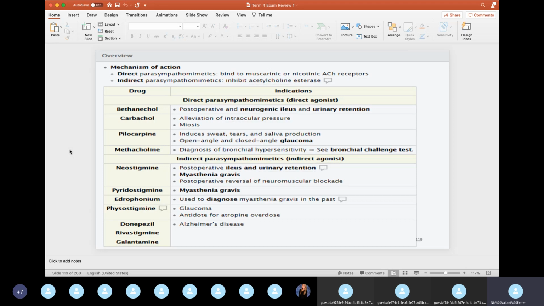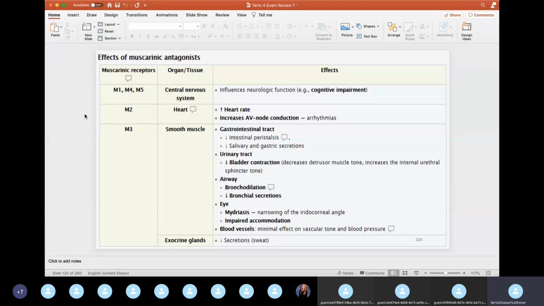Don't forget also that indirect parasympathomimetics can also be used for Alzheimer's. What are the three drugs? High yield: donepezil, rivastigmine, and galantamine. Next, muscarinic antagonists. So they antagonize the normal reaction, right? So for example, M2, you antagonize M2, you increase the heart rate. You antagonize M3, you decrease gastrointestinal tract secretions, you decrease bladder contraction, you decrease bronchial secretions, you have mydriasis, dilation of the pupil. In the exocrine glands, you have decrease in secretions. Put a star here. This is a high yield slide.